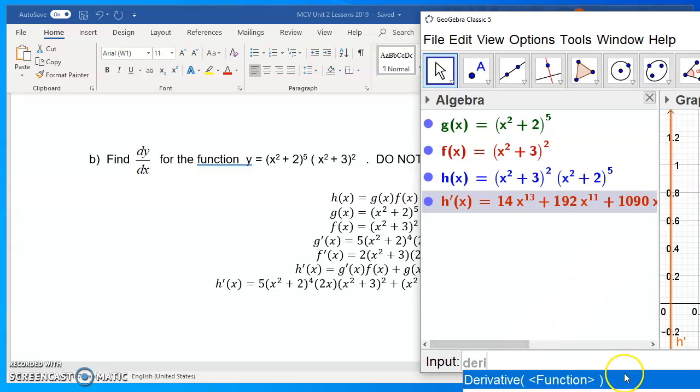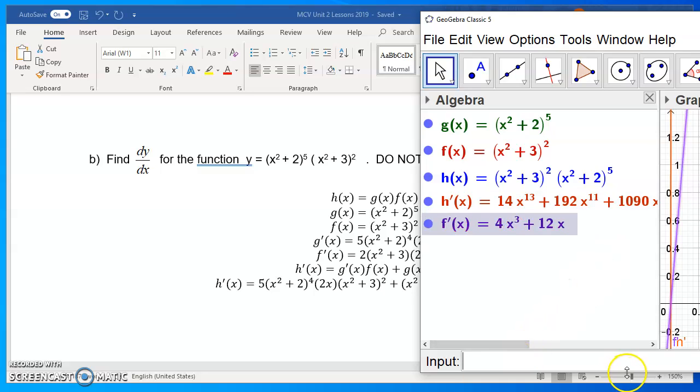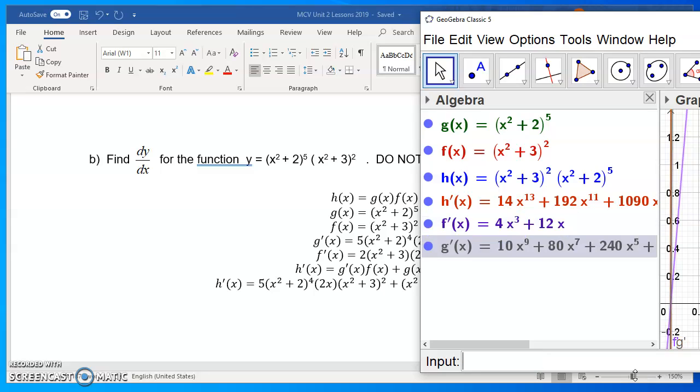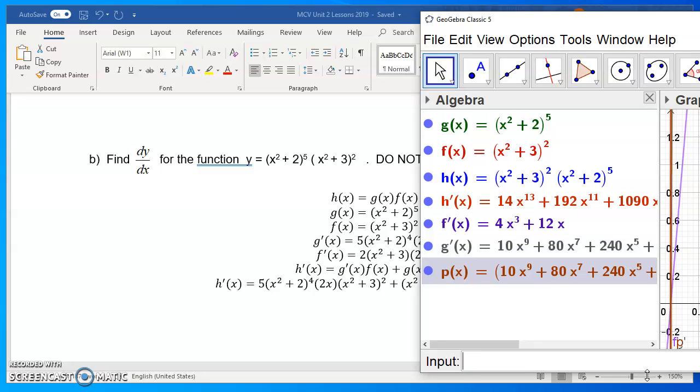So let's compare that to what we did. Let's do the derivative of f and the derivative of g. Derivative of f, derivative of g. And then let's do f prime g. That's right, g prime f plus f prime g. Sorry, you're going to have to actually multiply those. We get that.